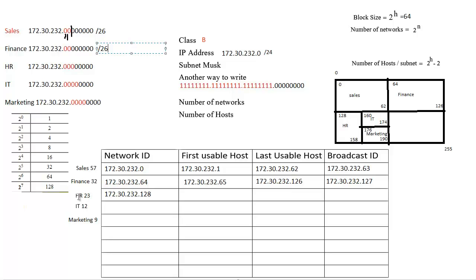So our requirement for the HR department is 23 hosts per subnet. So 2 to the power h, where h is the number of zeros, or host bits, is what we need. So 2 to the power 5 is equal to 32. So we need 5 bits for the HR department. For HR, I take 5 bits, 1, 2, 3, 4, 5, and I draw a line here. So now 5 bits are used for hosts, and these 3 bits are used for network.